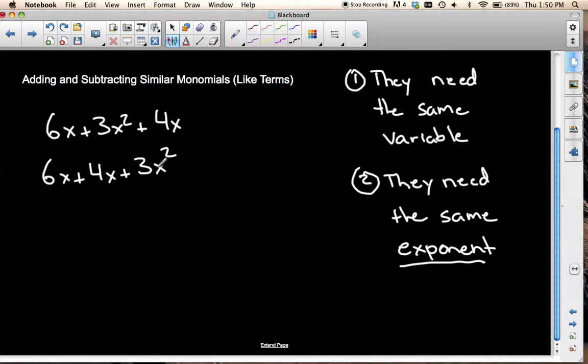it does not have. So I can only add 6x plus 4x, which would give me 10x, plus 3x to the power of 2. That is as much as I can do. That is as far as I can go when I'm adding and subtracting monomials.